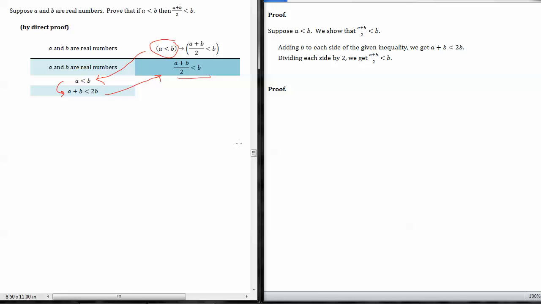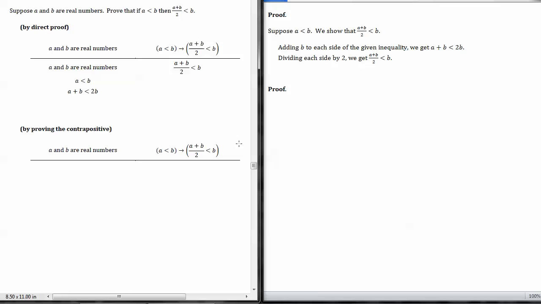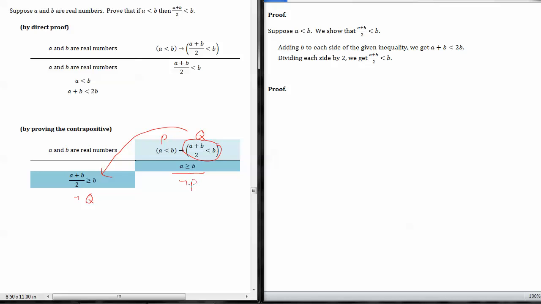Now let's go back and prove the same statement using the method of proving the contrapositive. Okay. So we start with the same given and goal, but this time, with this conditional goal here, we will take the negation of our Q and make that our new given. And the negation of a less than inequality will be a greater than or equal to inequality. And we will take the negation of our P, and that will become our new goal. Okay, so this was negation of Q, and this new goal is negation of P.